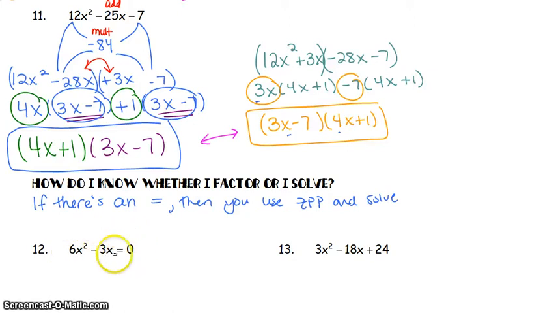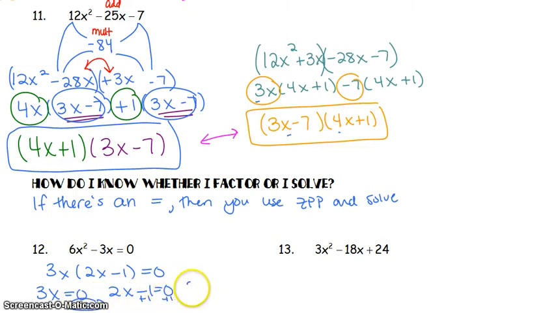So I first start by factoring. I factor out the GCF. And then ZPP is setting each piece equal to 0. And then we get here that, oh, I'm running out of room here. We get that x is equal to 0. We move the 1 over. We've got 2x equals 1. And we get x is equal to 1/2.